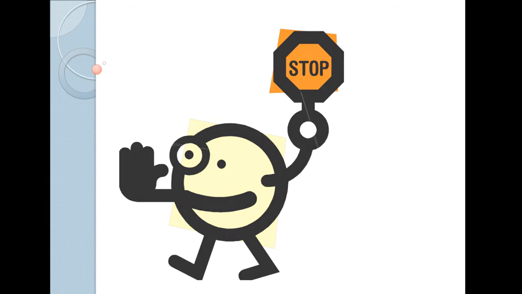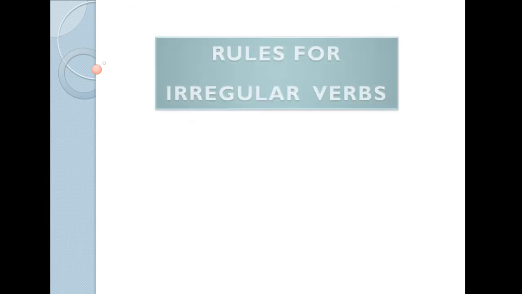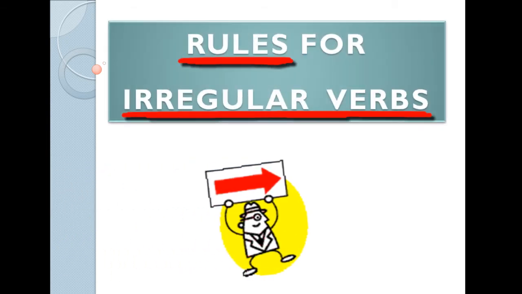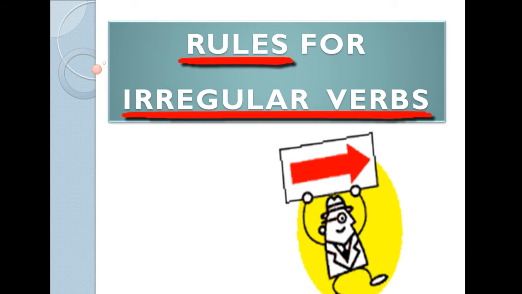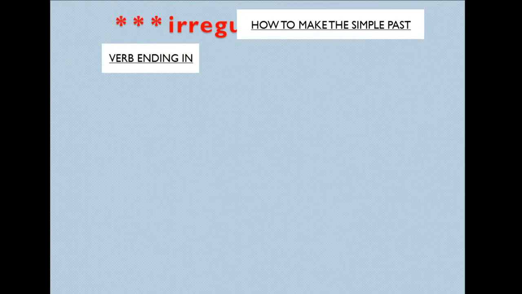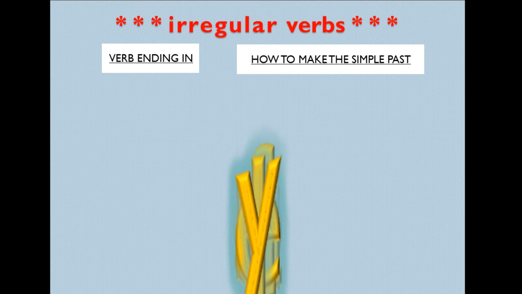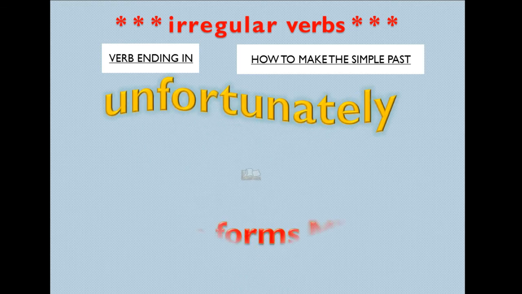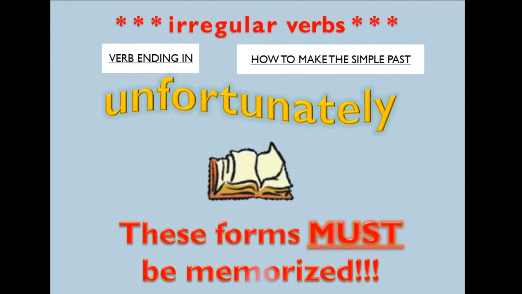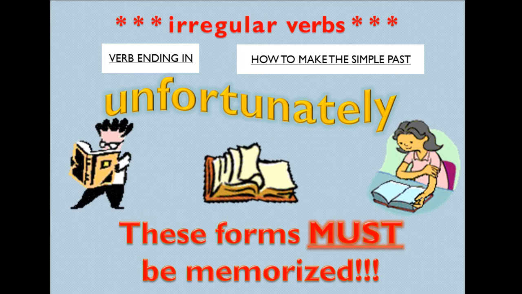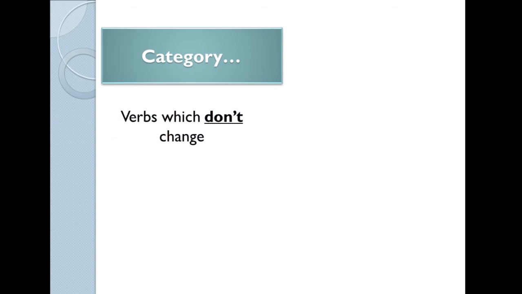Well, let's not forget about irregular verbs. And what are the rules for irregular verbs? Let's see. Unfortunately, there are no rules for irregular verbs. You just have to memorize them. Use them over and over, and it will be easier for you to get the correct form of the simple past. However, here are 3 categories for irregular verbs.